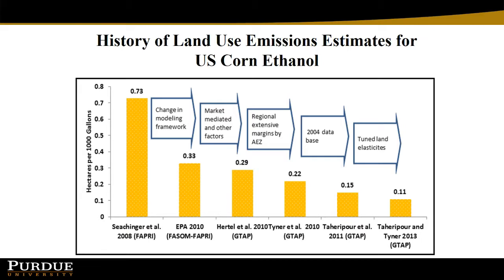One of the models that's used frequently in this area, and that was the model used by the California Air Resources Board to determine the indirect land use change for biofuel production, was GTAP. So I can say that GTAP is the vehicle to calculate land use change emissions for rulemaking at this point.